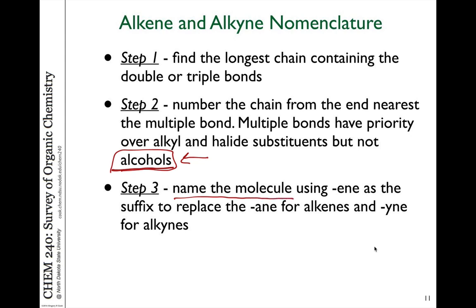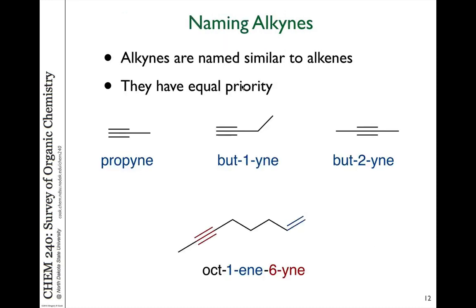Then we name the molecule using ene at the end instead of ane. And if we have alkynes, that's yne instead of ane. And we can name the molecule based on those. So here's some examples of alkynes. Alkynes and alkenes have equal priority, so whichever one of them happens to be closest to the end, that's where you use your numbering system from. So in this case, we have the 3-carbon group, and notice we've drawn this linear to reflect the geometry of the carbon that's there, with a 180-degree bond angle. This is propyne. So it's the 3-carbon group with an alkyne.